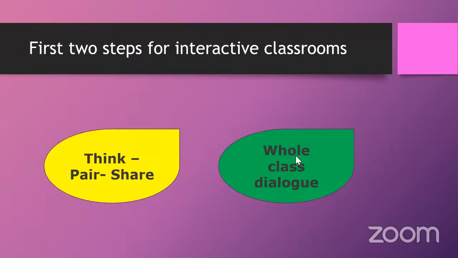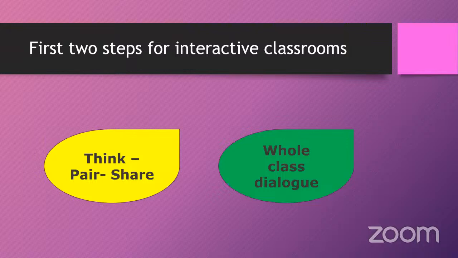Now we move on to the second step. Once you have set up a whole class dialogue, you can use activities like think, pair and share. It's a collaborative tool. On Zoom, on virtual, I showed you how to do it. You can make breakout rooms. If you're using Google Meet, it also gives breakouts, but only with those who have institutional IDs. But Zoom is very good for that.